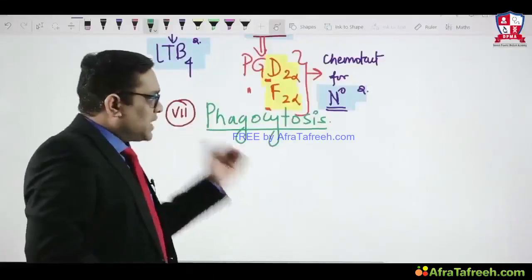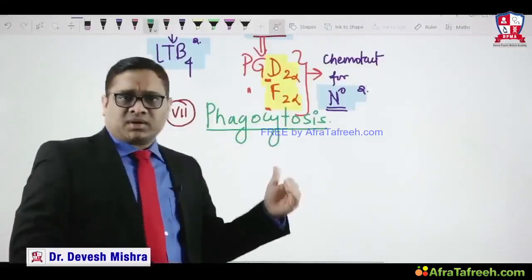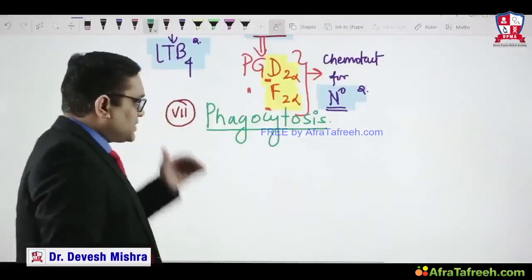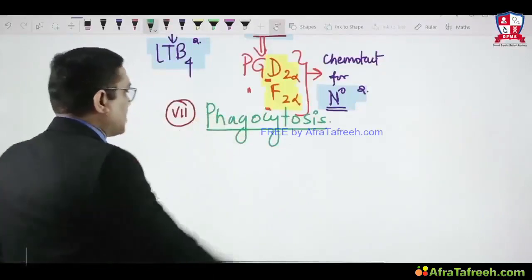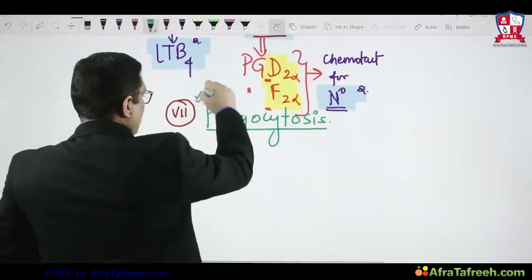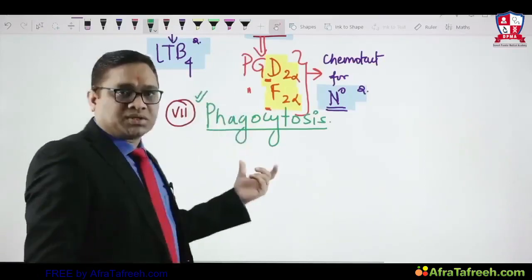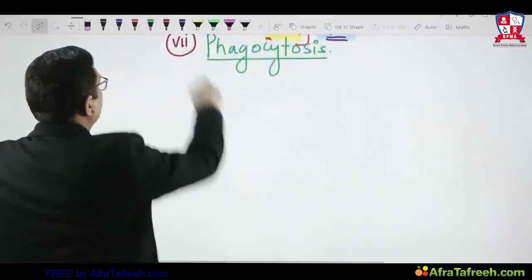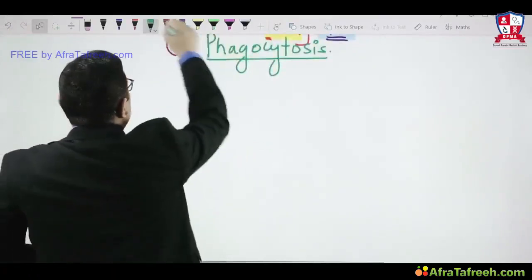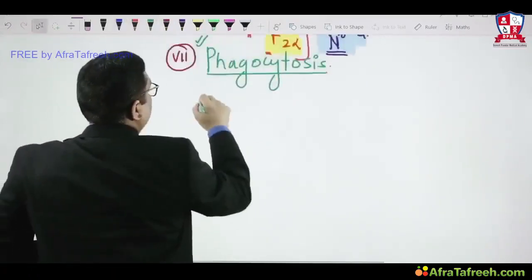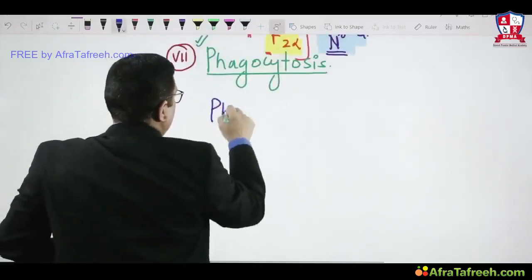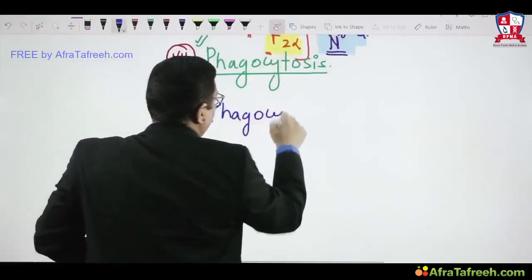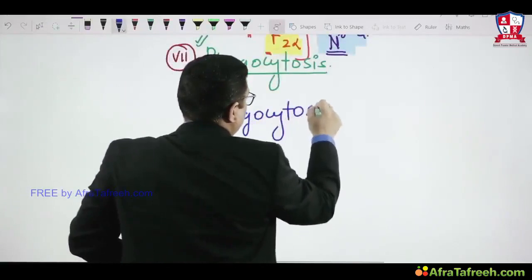So we will start, because we have discussed these 7 steps. Now we will see the last one, which is important for our exam and also conceptual for understanding: phagocytosis. So the next topic we are going to discuss is phagocytosis.